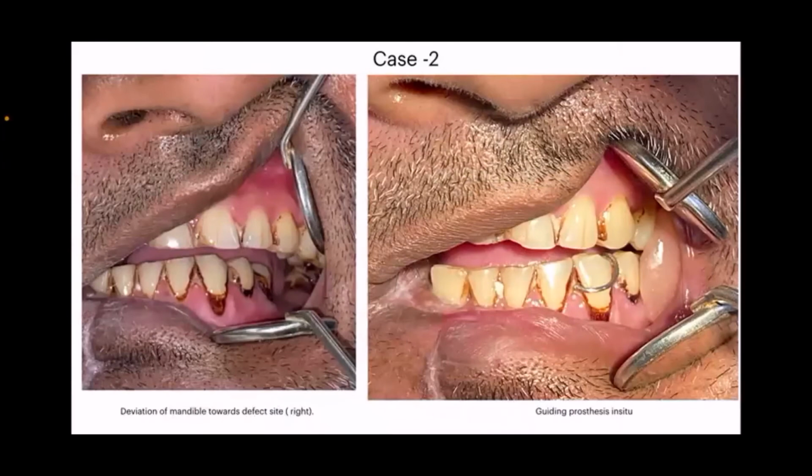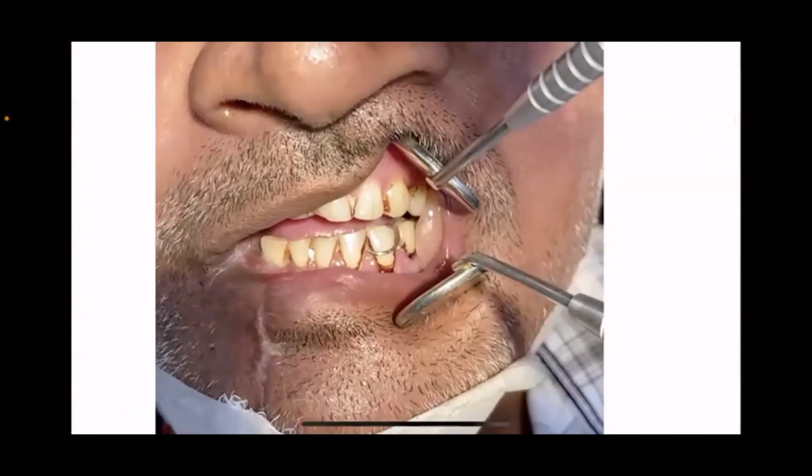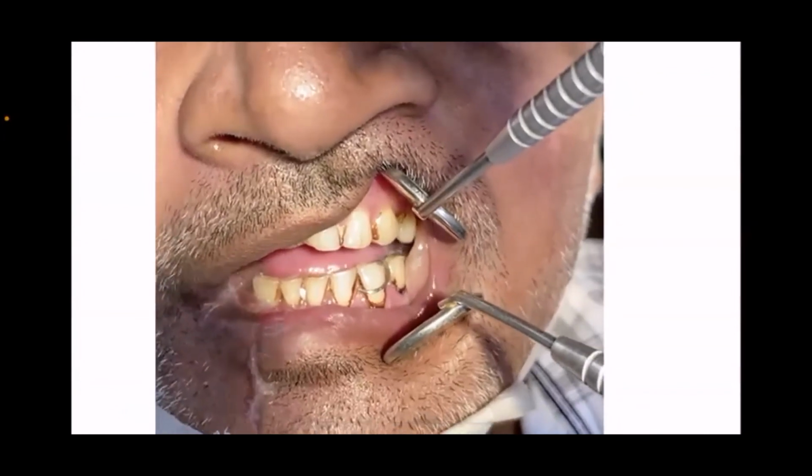In our other case, in this patient also, a segmental mandibulectomy was performed on the right side, which led to the deviation of the mandible towards the right side. Again, a guiding flange prosthesis is delivered, which aids in pulling the lower teeth back into occlusion with the upper teeth. The patient can properly chew on it.